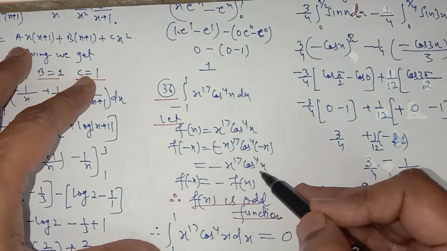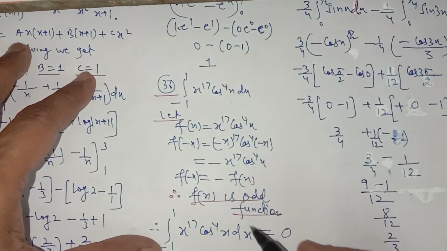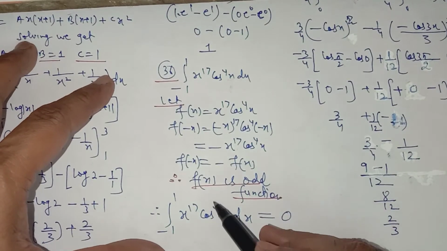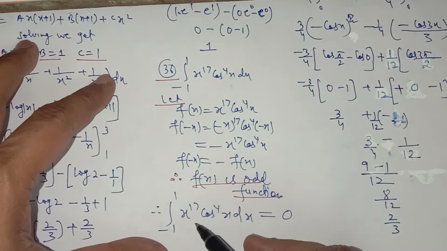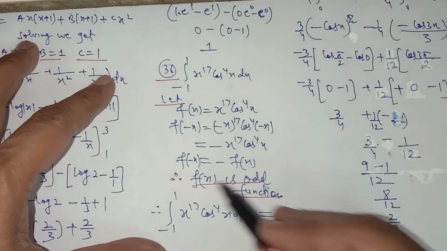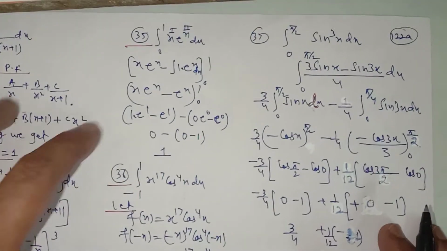So it is an odd function, so the value of this integral is equal to 0, because when f(x) is an odd function, then the integral from minus a to a of f(x) is equal to 0. We have done this property many times.